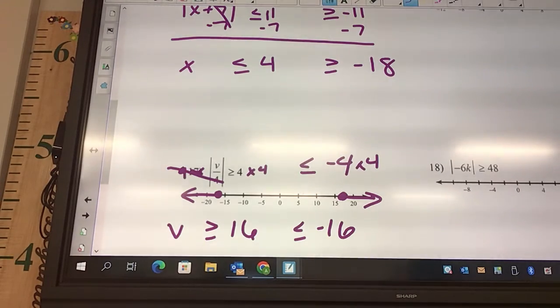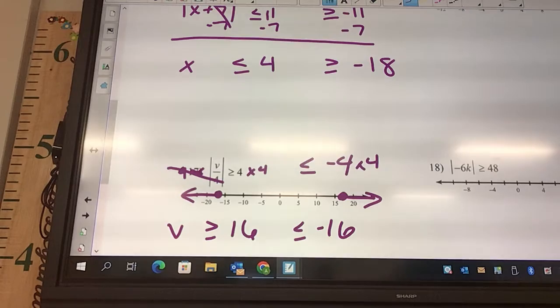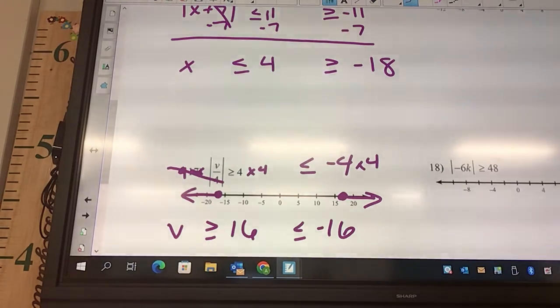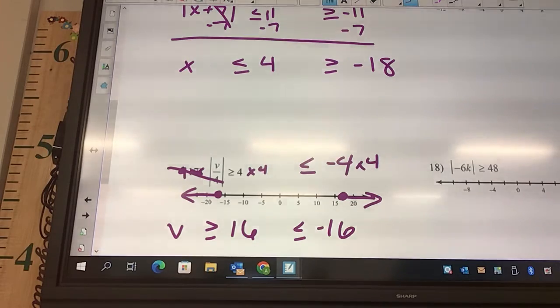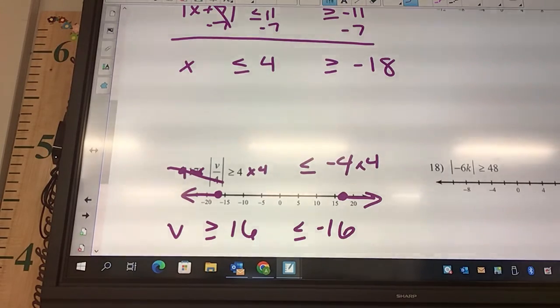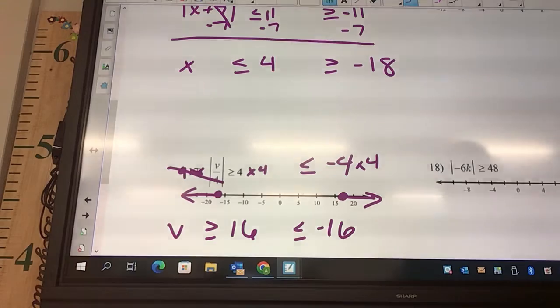Okay, the back page, 1 through 18, you are required to do, okay? 1 through 18, you are required to do. The back page, 19 through 24, please write on it extra credit, or if you are not going to do it, cross it out.